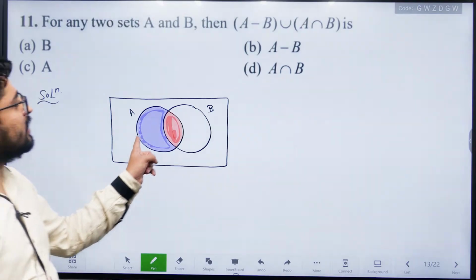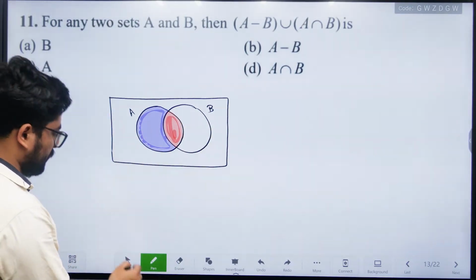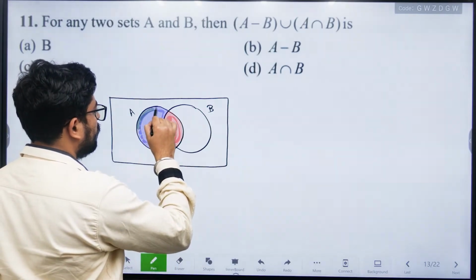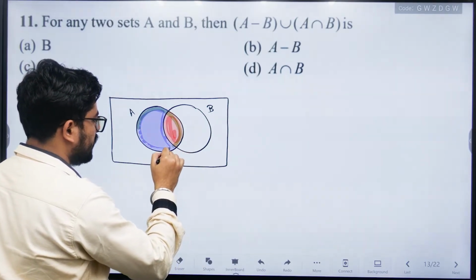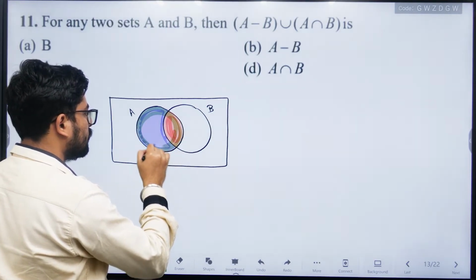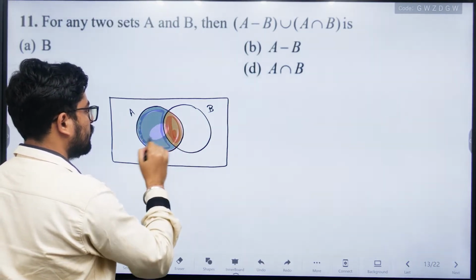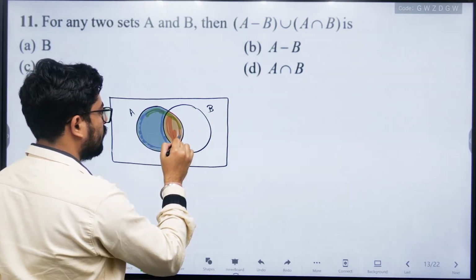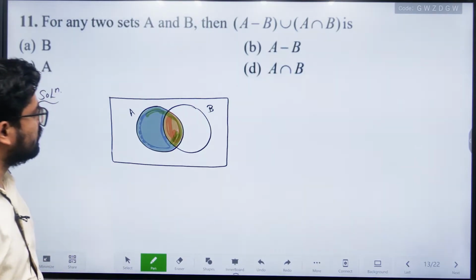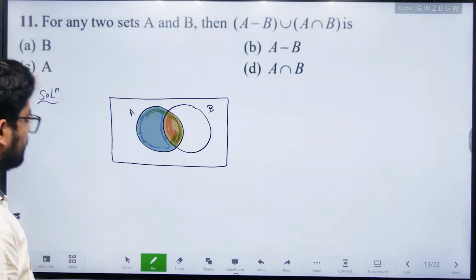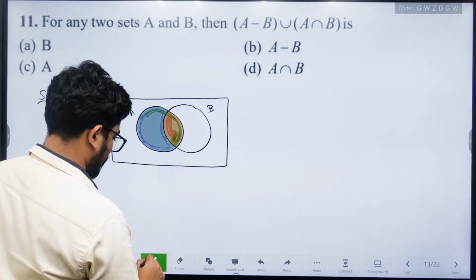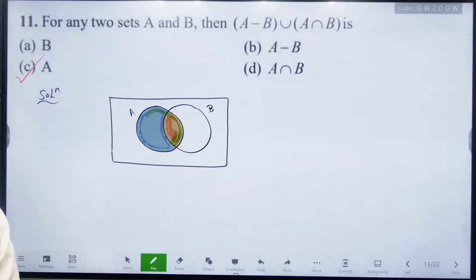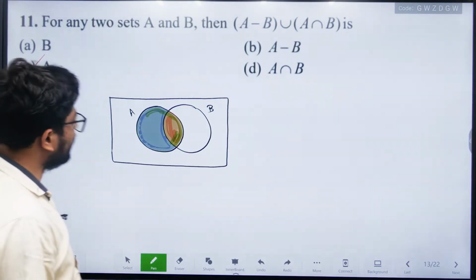Now, take the union of both. If you take the union of both, you will get what? The union of both is this green portion, and this is your set A. So the answer is set A. So C is the correct answer. Okay, now next question.